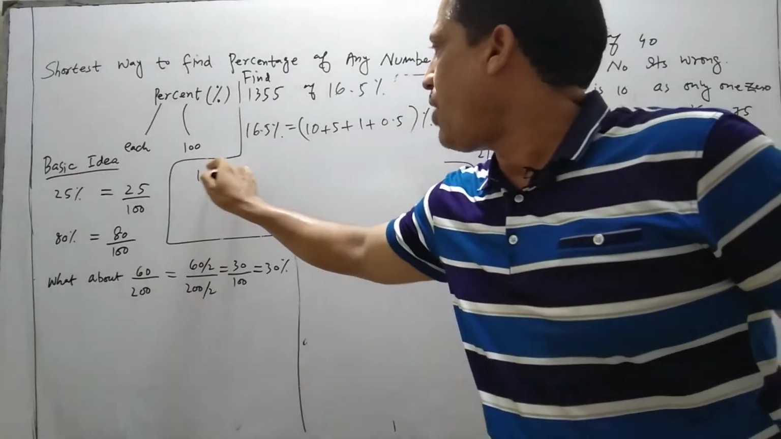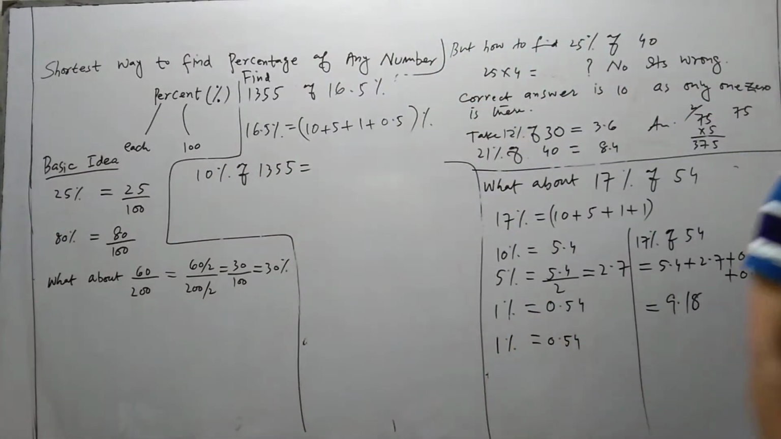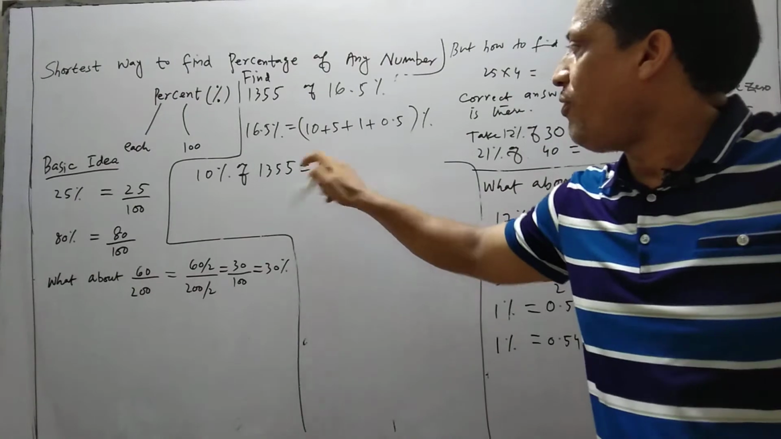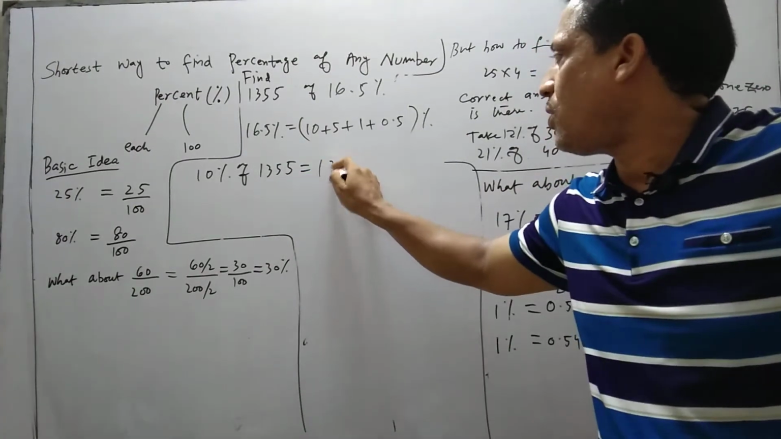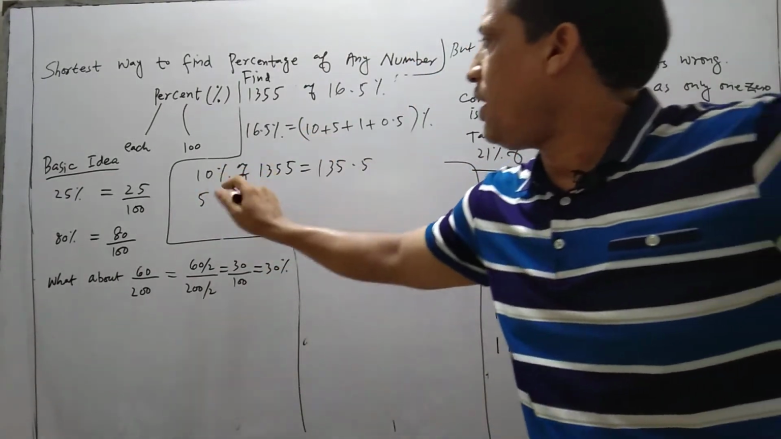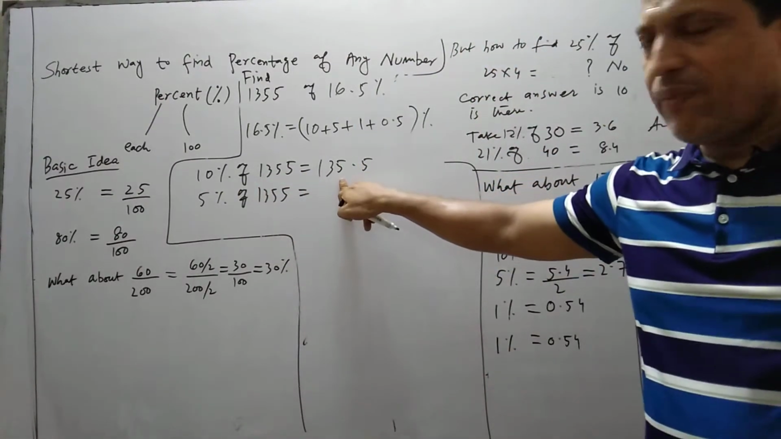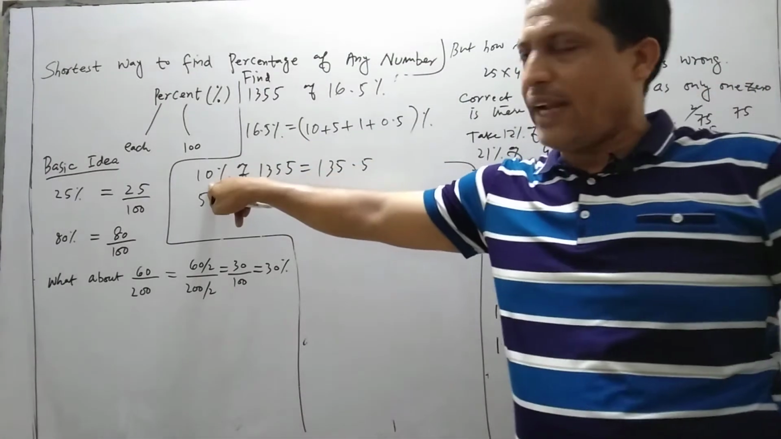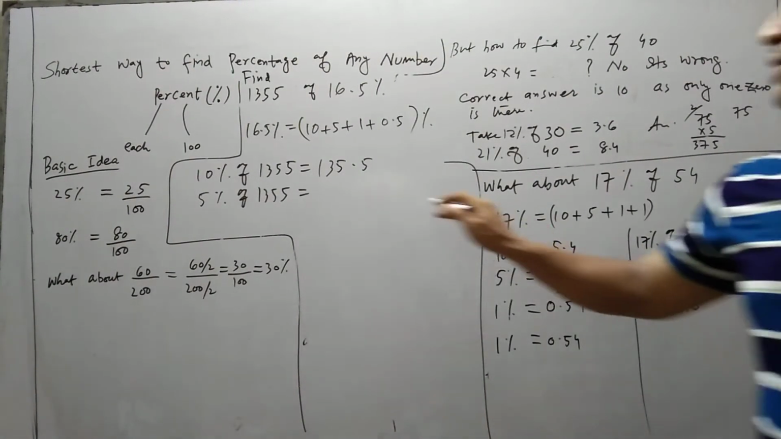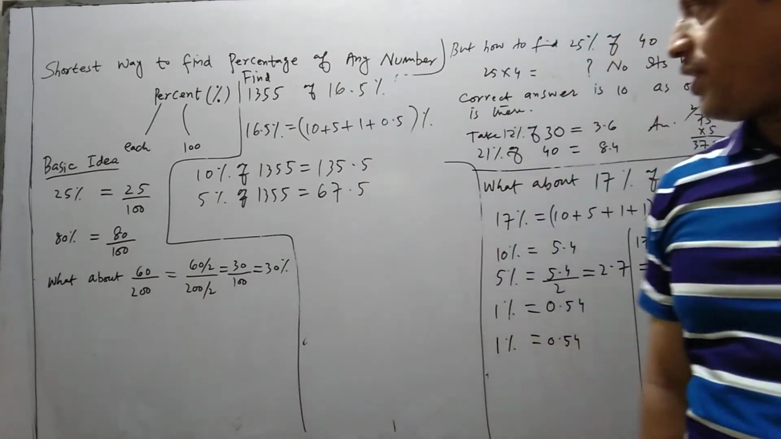Now, first we have to find 10% of 1355. What is 10% of 1355? Apply this theory: you have to write the decimal after the first digit from the right, 135.5. So 10% is clear. 5% of 1355 is just this number divided by 2, because 10% is this, so 5% is half of this. 135.5 divided by 2 is 67.5.